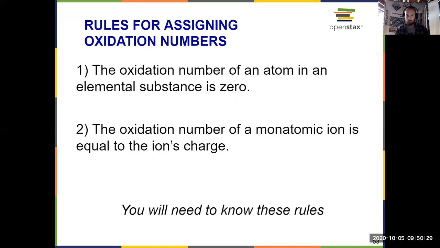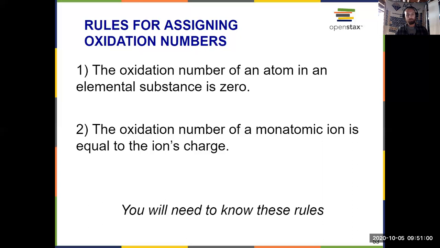And note that these rules are different from our traditional periodic table rules for assigning charges. Okay. So what's the first rule? If I have an atom in an elemental substance, the oxidation number is 0. So anything that's its most stable state, the oxidation number is 0. So iron as a solid, oxidation number of 0. Hydrogen as a gas, H2 gas, that's its elemental form, oxidation number is 0.